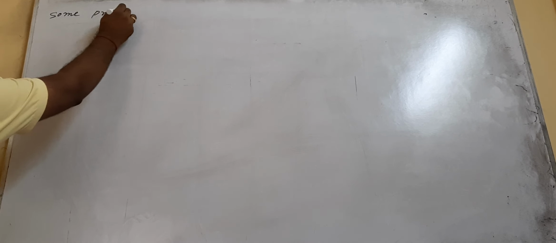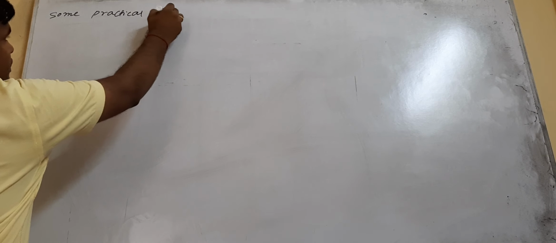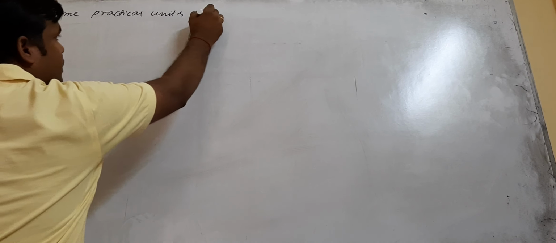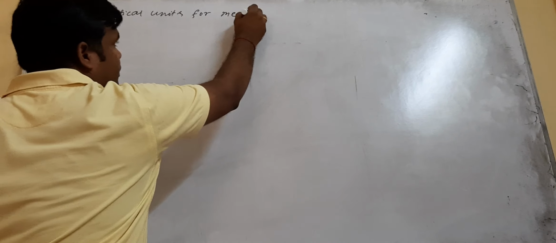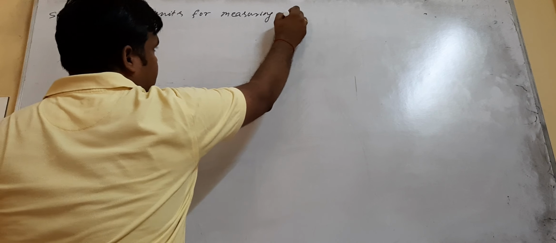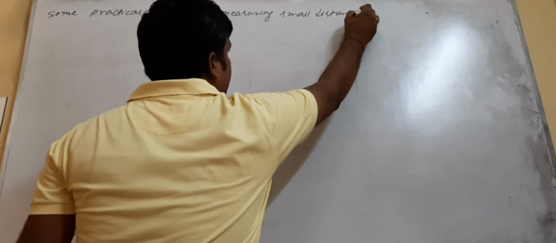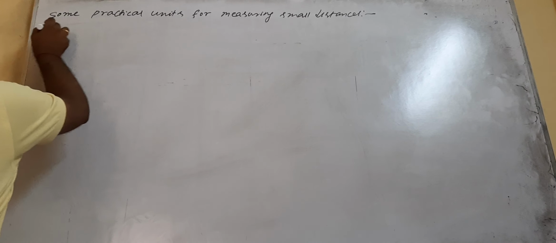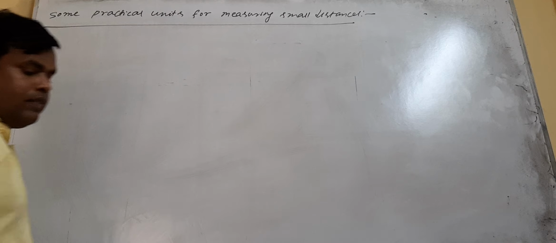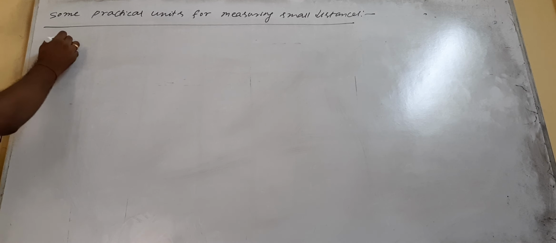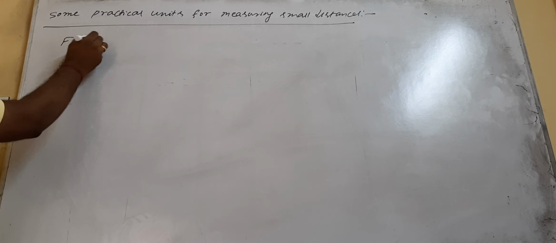Some practical units for measuring small distances. First one is your Fermi.